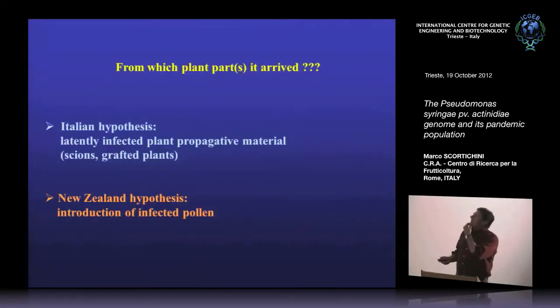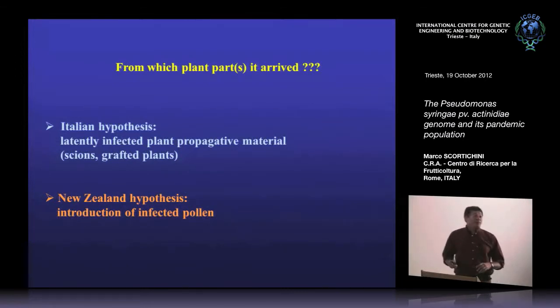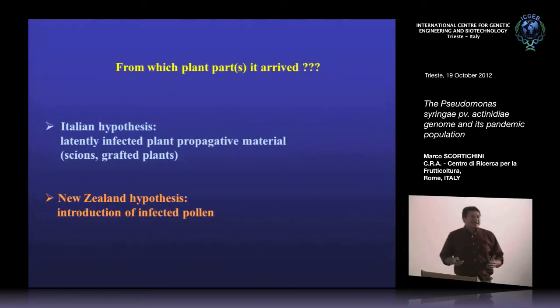In fact, from which parts did it arrive? There is the Italian hypothesis that says latently infected plant propagative material, scions or grafted plants. Kiwi fruit is propagated through scions or grafting, even though it is also micropropagated in vitro. The New Zealand hypothesis states the introduction of infected pollen. This could also be possible because this pathogen survives on the pollen grains, but it is still not well established. From the pollen grains, it can colonize flowers or other plant parts, and from there start the epidemic, the infection. Moreover, we didn't intercept the sources of infected material at that time in Italy and New Zealand. We arrived just after the appearance of the infection. So these are just working hypotheses.